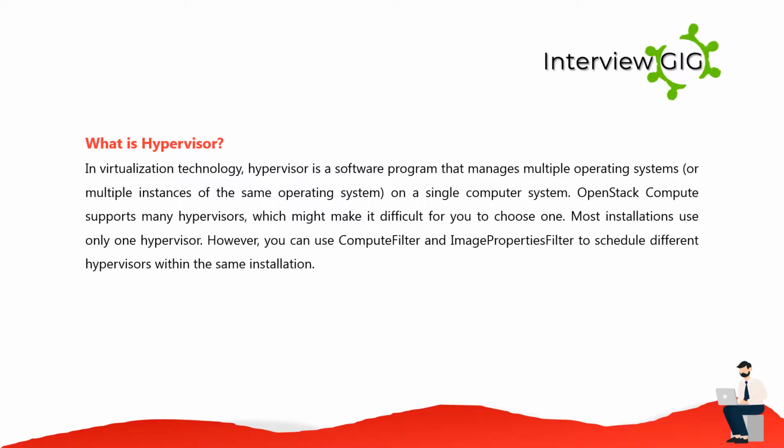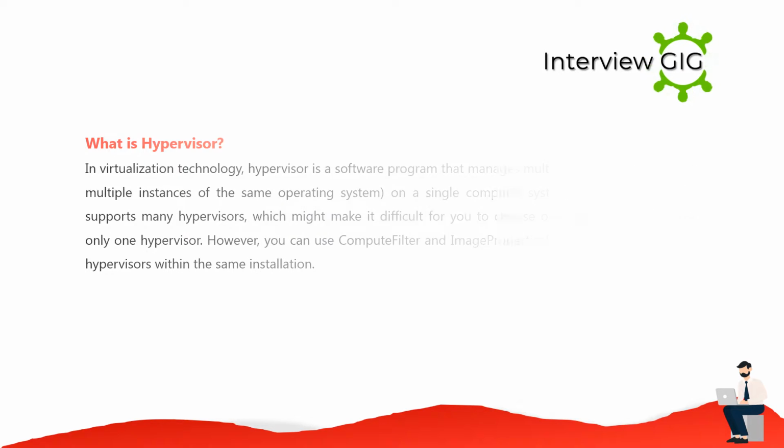What is a hypervisor? In virtualization technology, a hypervisor is a software program that manages multiple operating systems, or multiple instances of the same operating system, on a single computer system. OpenStack Compute supports many hypervisors, which might make it difficult for you to choose one. Most installations use only one hypervisor. However, you can use the Compute Filter and Image Properties Filter to schedule different hypervisors within the same installation.